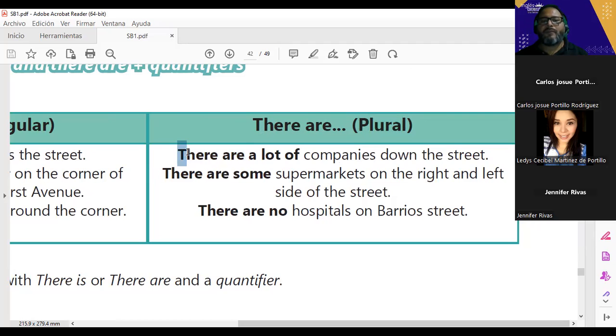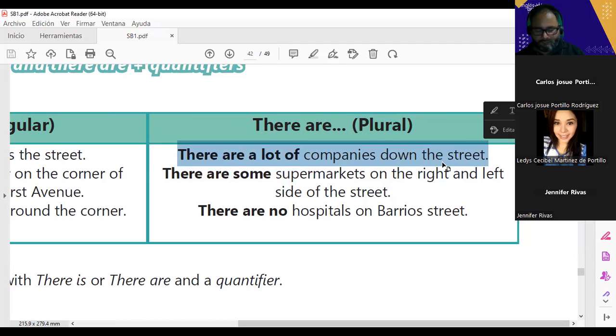And there are a lot of... okay, can somebody help me to read this, please? So that we can move on? There are a lot of companies down the street. Thank you very much. Then we have the next one.